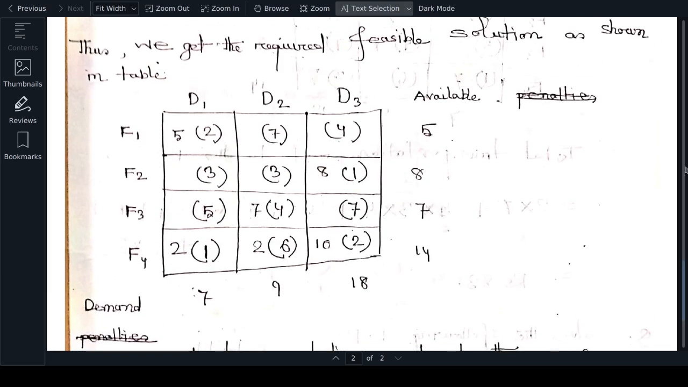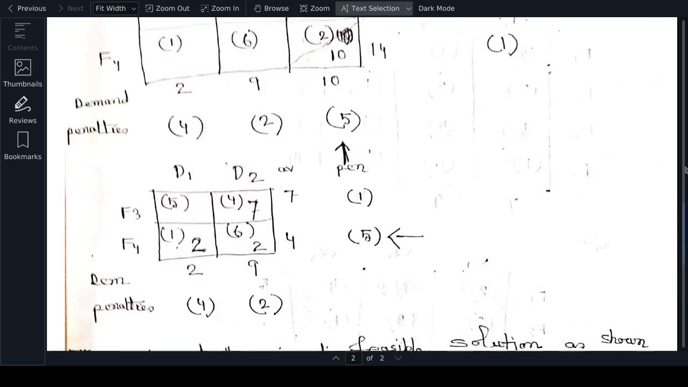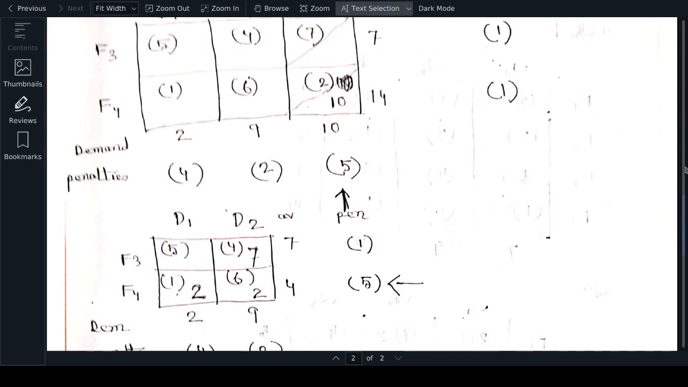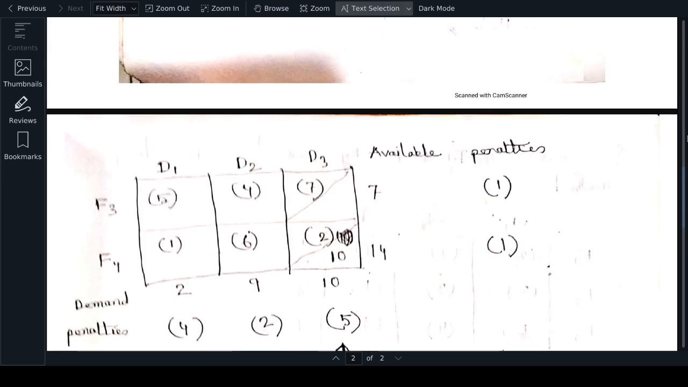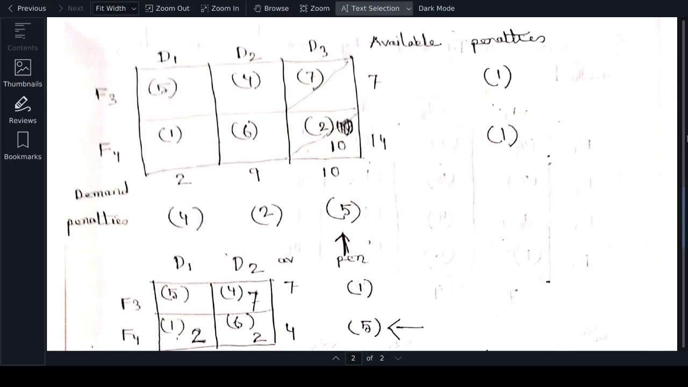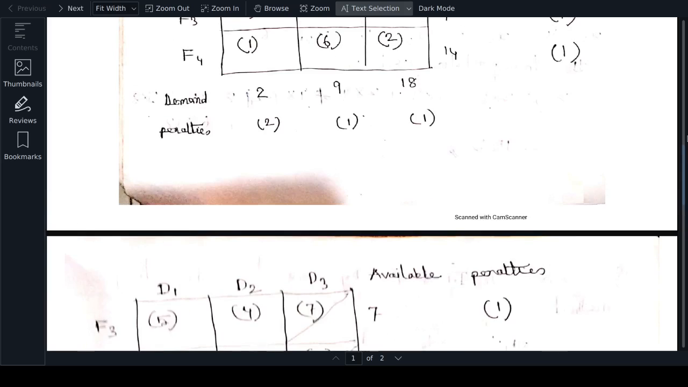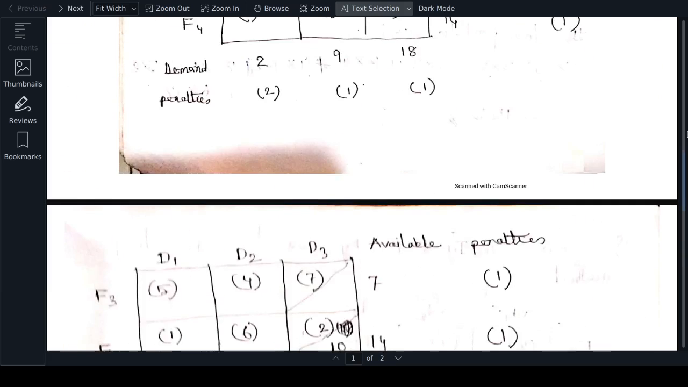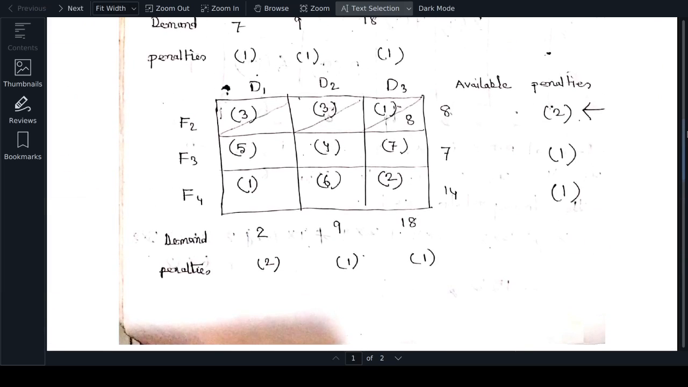So in D2, how to fill up? For D2, here you see availability is 7. You can directly give 7. And in 6, you give 2. Then this will be clear. You see allocation 7 plus 2 is 9. Right? Row wise 7 equal to 7, 2 plus 2 is 4. And column wise 2 is 2, 7 plus 2 is 9. So in this way we allocate completely. So you see, is this clear or not?